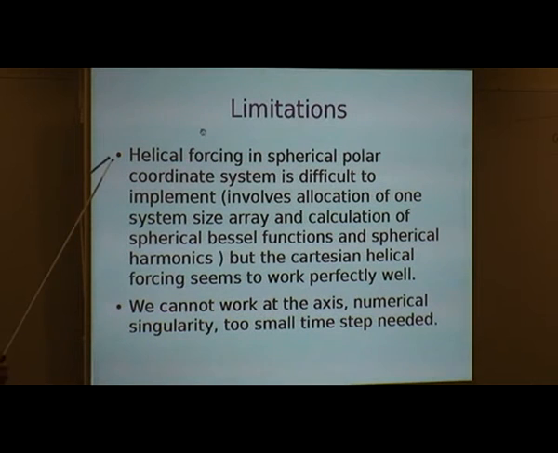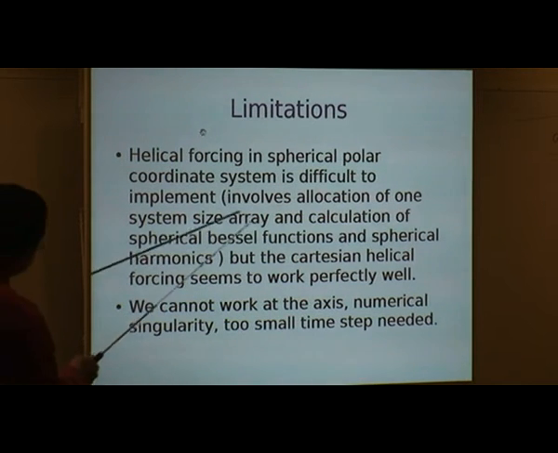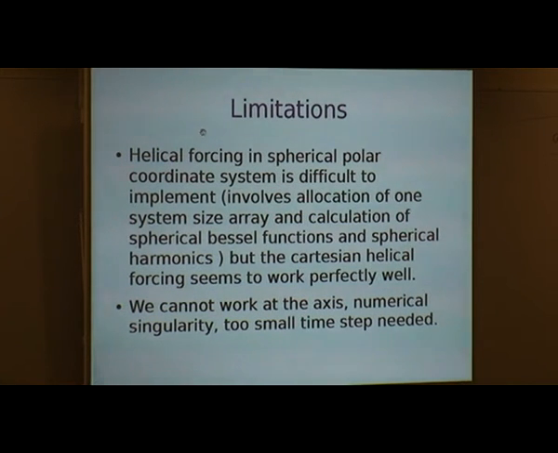The other problem is that implementing helical forcing in a spherical polar coordinate system involves calculation of spherical Bessel functions and spherical harmonics, things I have been doing with GSL, and Wolfgang is not very happy about it. But then later I checked that if I just use the Cartesian helical forcing as it is, it works perfectly well. So that's about it. Thank you.